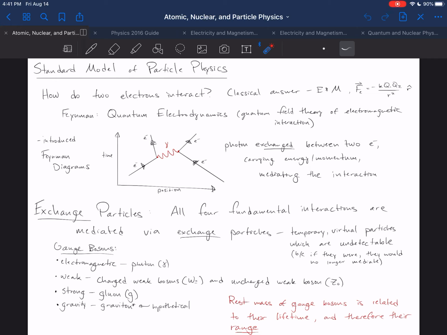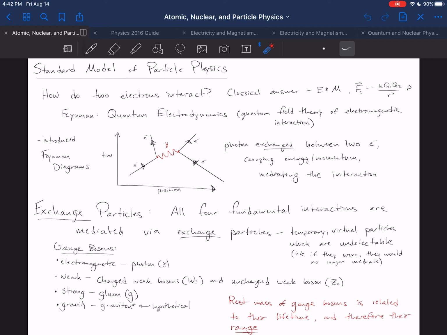Now, the theory according to which two electrons interact, the first quantum field theory articulated, came from Richard Feynman. It is known as quantum electrodynamics. It is the quantum field theory of electromagnetic interaction, full stop. And he came up with a way of representing the interactions that occur in quantum electrodynamics, which is a pretty hefty mathematical theory, using what are now known as Feynman diagrams, which are little pictorial representations of the interaction itself.